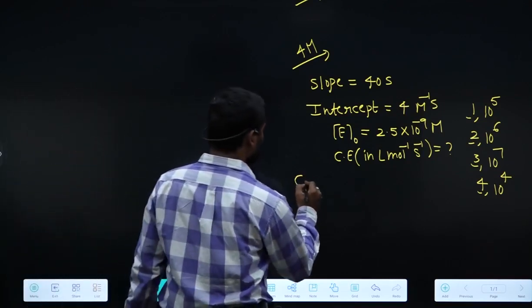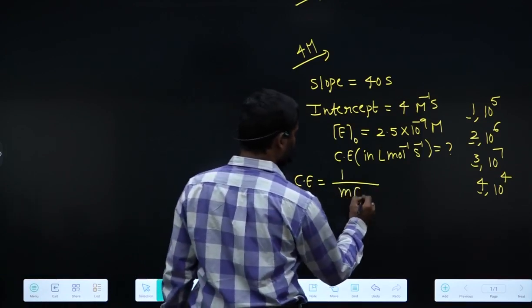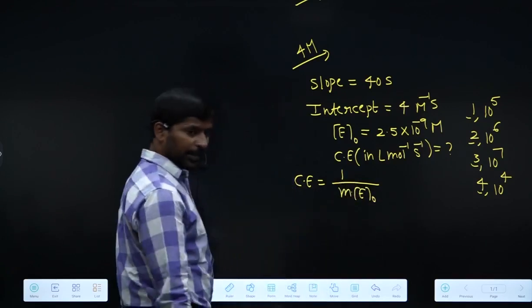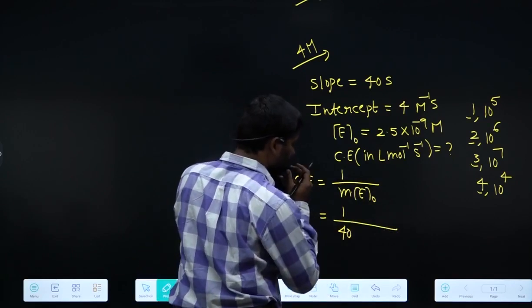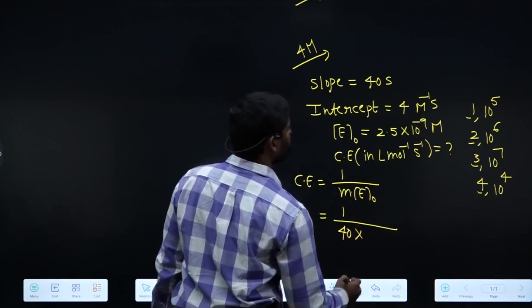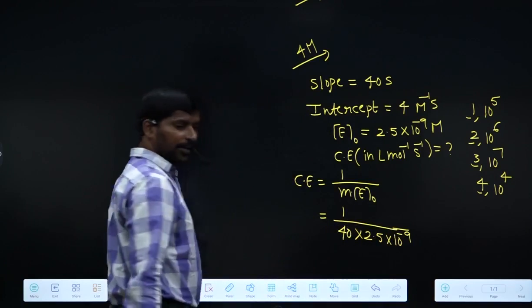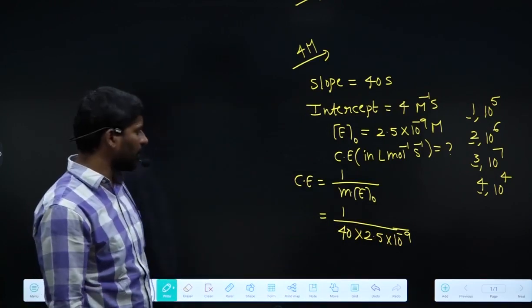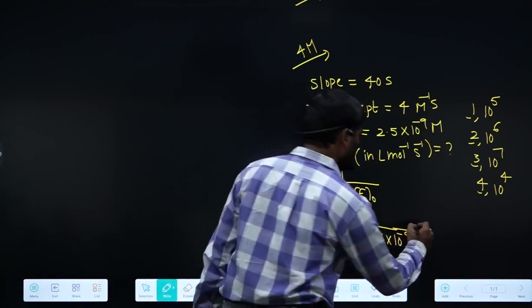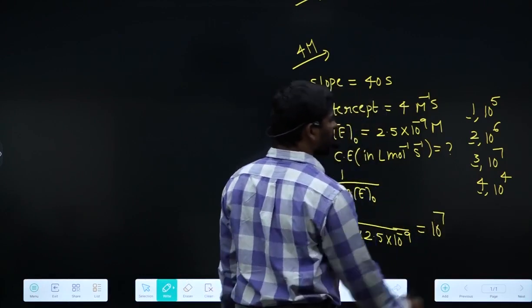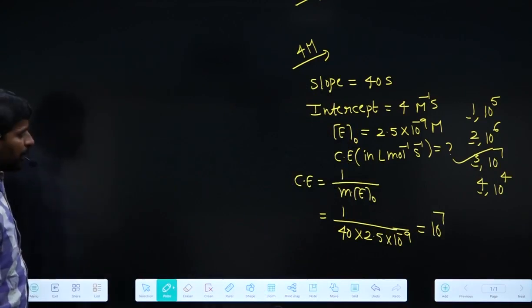What is the formula? Catalytic efficiency is equal to 1 by slope into E naught. So 1 by slope, 40 seconds, into E naught, 2.5 into 10 power minus 9. 2.5 into 40 means 100. 100 into 10 power minus 9, that means we'll get 10 power minus 7. If you bring to numerator, 10 power plus 7. So that is option 3. 1 by slope into E naught.